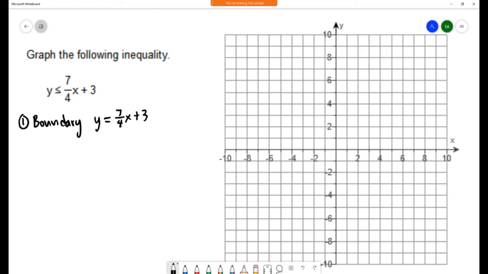So we can tell whether to include or not include based on whether we have this equal sign here. When we have that equal sign, the boundary line is part of the solution. So we would draw it with a solid line so that we include those boundary points.